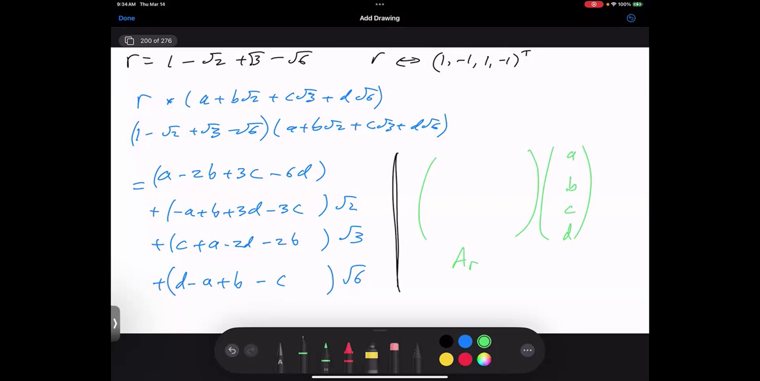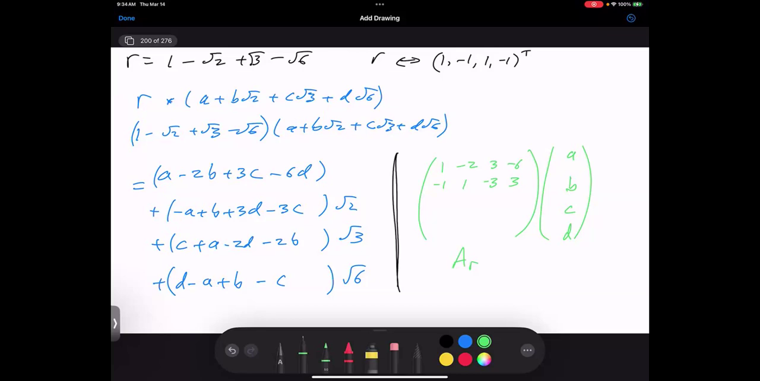I want to get A minus 2B plus 3C minus 6D when I hit it with the vector A, B, C, D. Good, 1, minus 2, plus 3, minus 6. For the second row, I want to get negative A plus B plus 3D minus 3C. What should the second row be? Minus 1, 1. No. Minus 3, 3. This is why I wanted to rewrite things, because I wanted to go in the order A, B, C, D, not A, B, D, C.